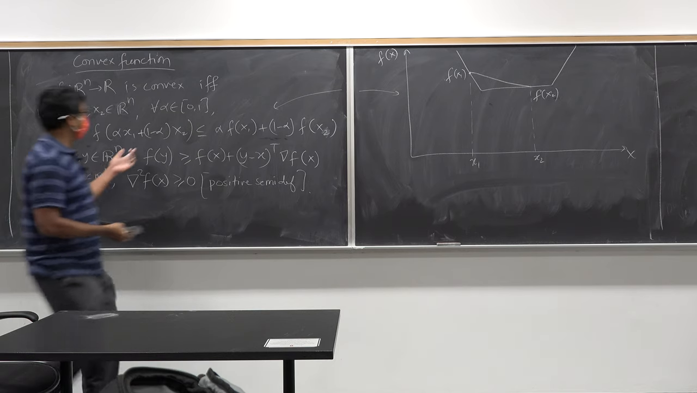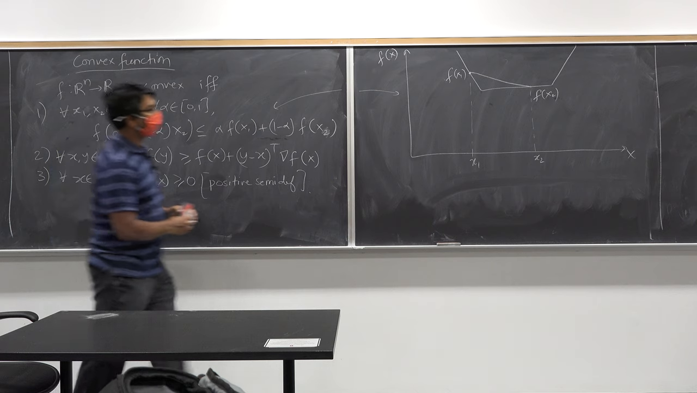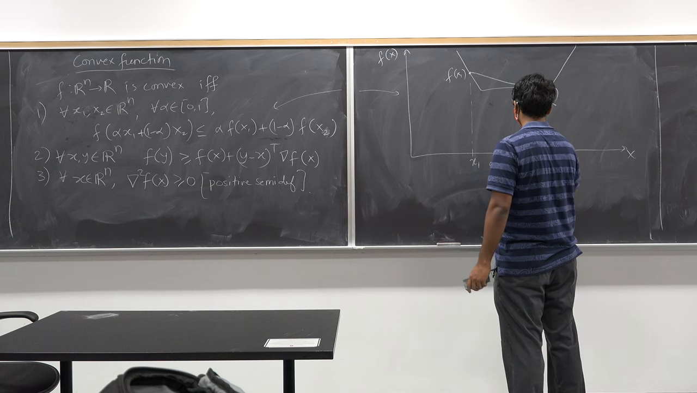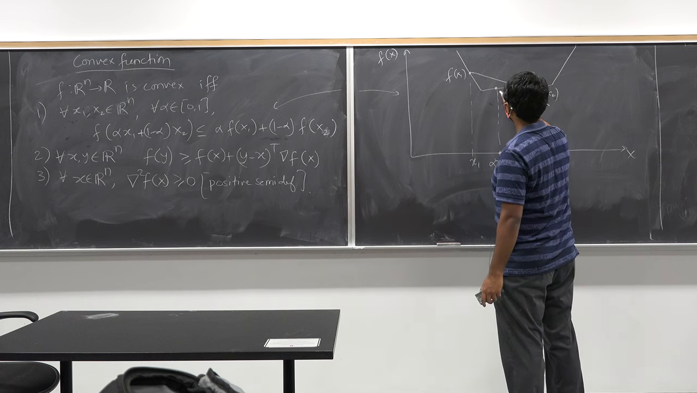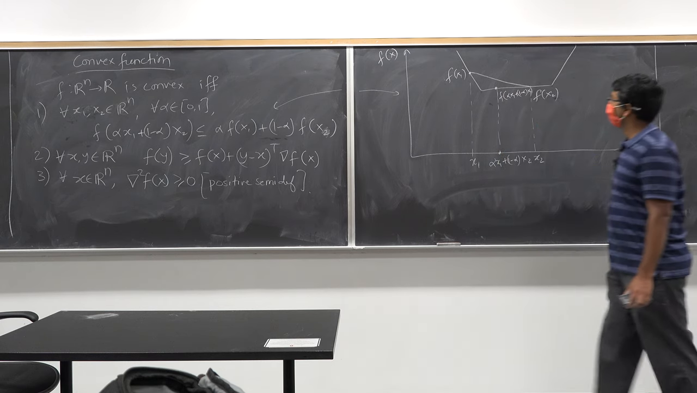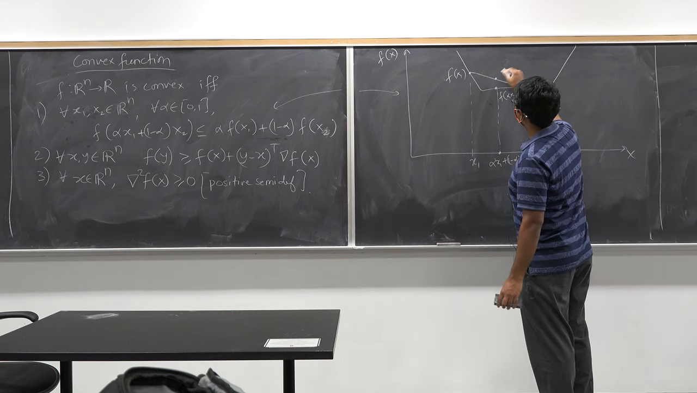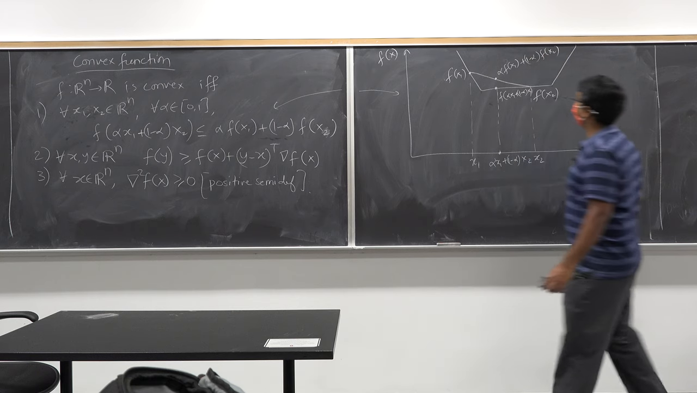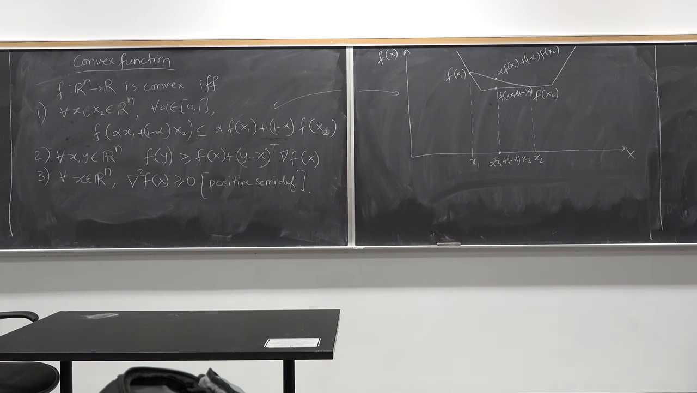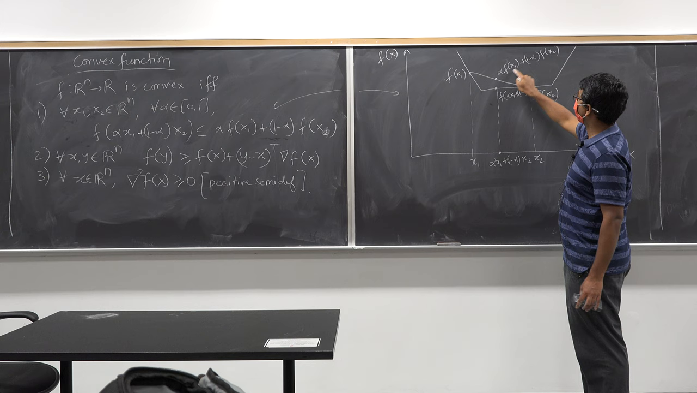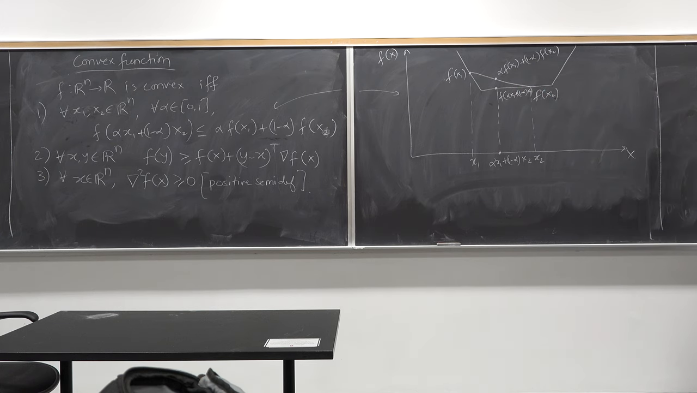Okay, so f of alpha x1 plus 1 minus alpha x2, so this is the point alpha x1 plus 1 minus alpha x2. This is my function, f of alpha x1 plus 1 minus alpha x2. And this point is alpha f of x1 plus 1 minus alpha f of x2. And as you can see, this value is smaller than this point, which is alpha f of x1 plus 1 minus alpha f of x2.